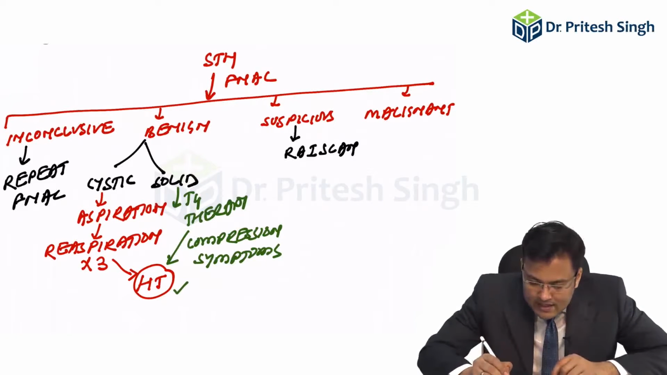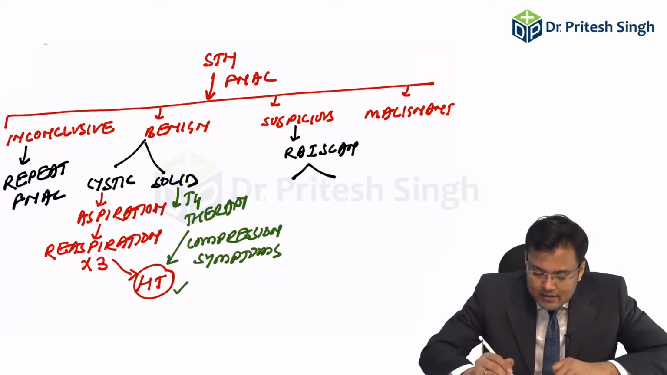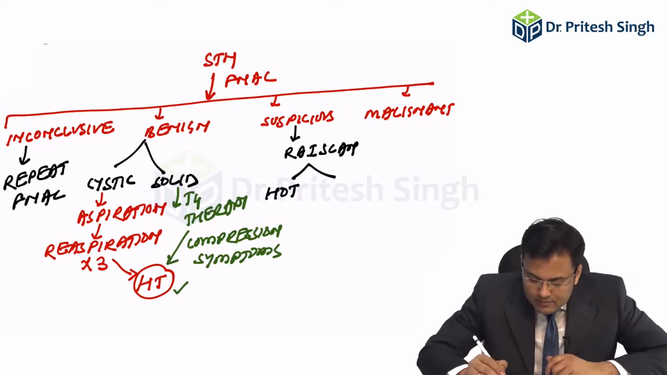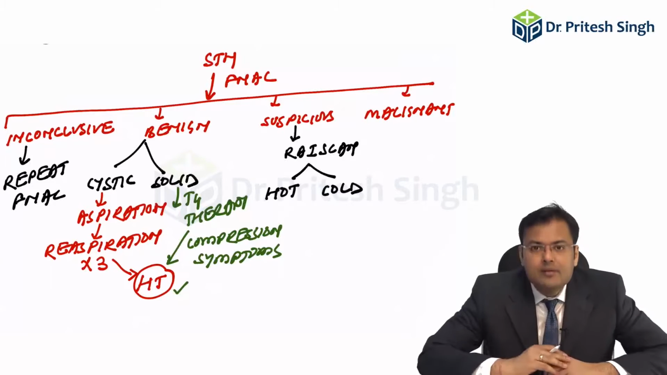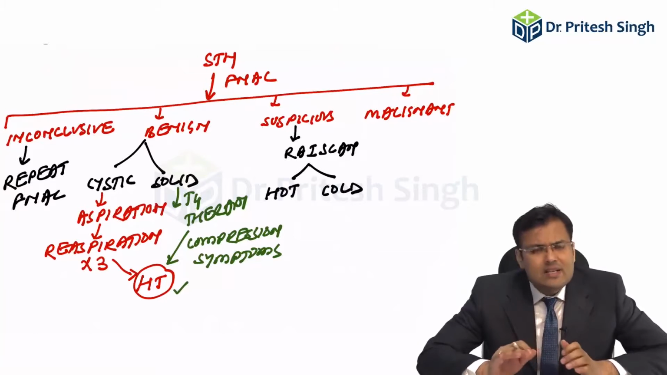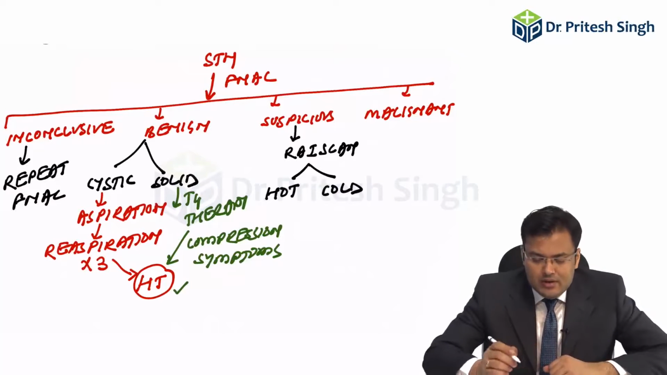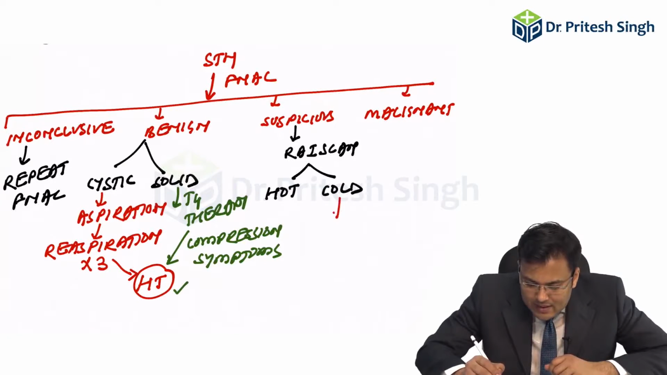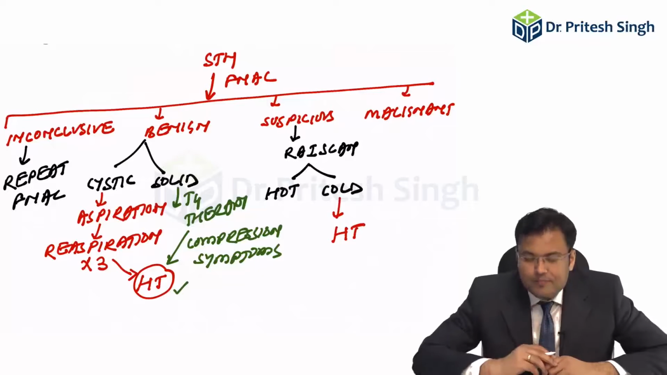After radioactive iodine scan, 2 possibilities are there. One, hot nodule. Second, cold nodule. Cold nodule doesn't take radioactive iodine, so we have only one treatment option for cold nodule. And what's that? That is hemithyroidectomy.